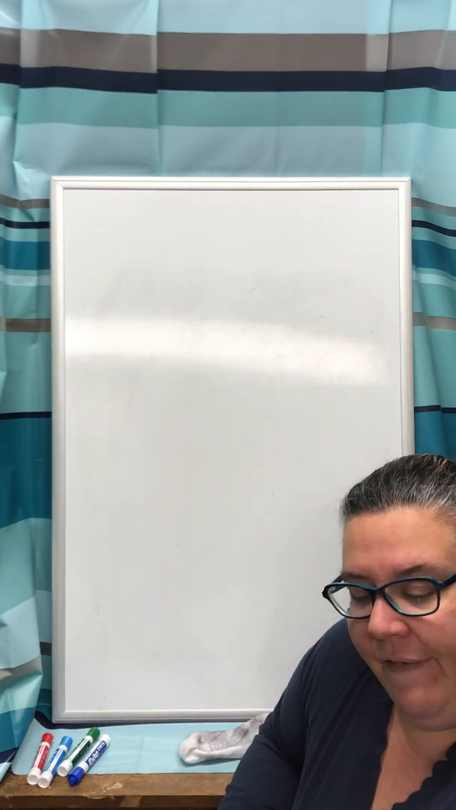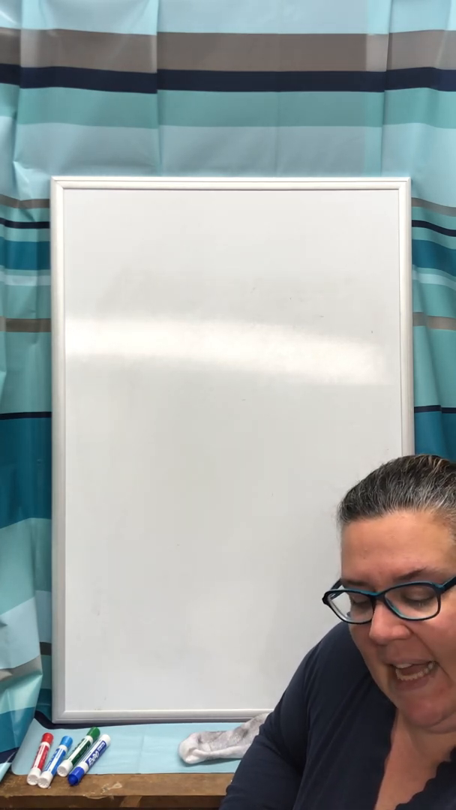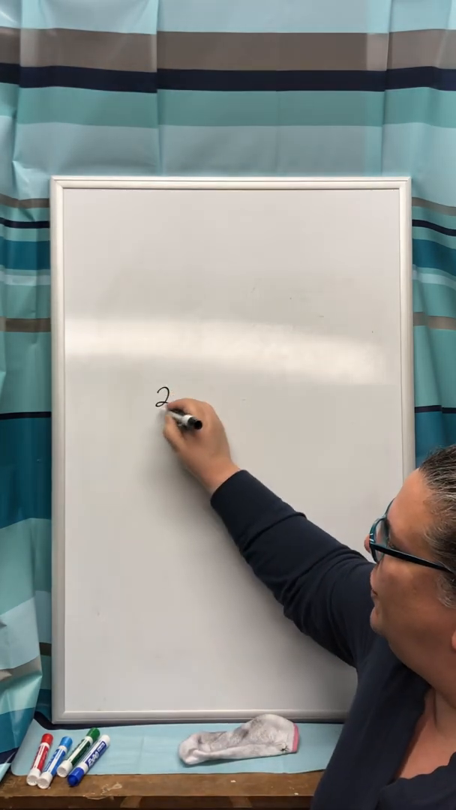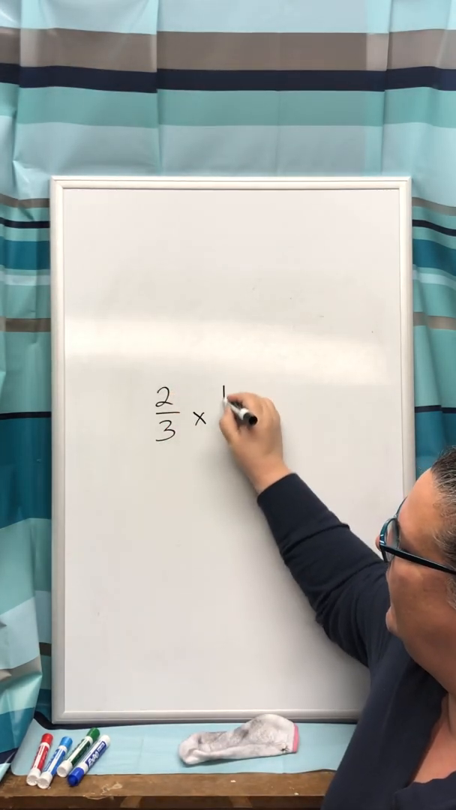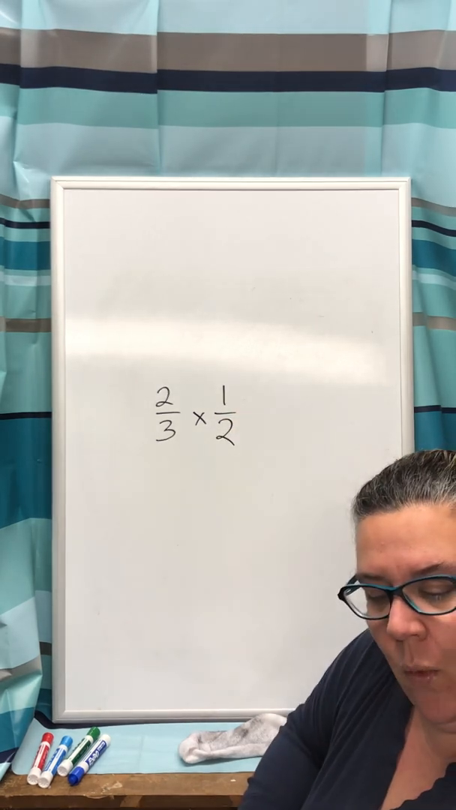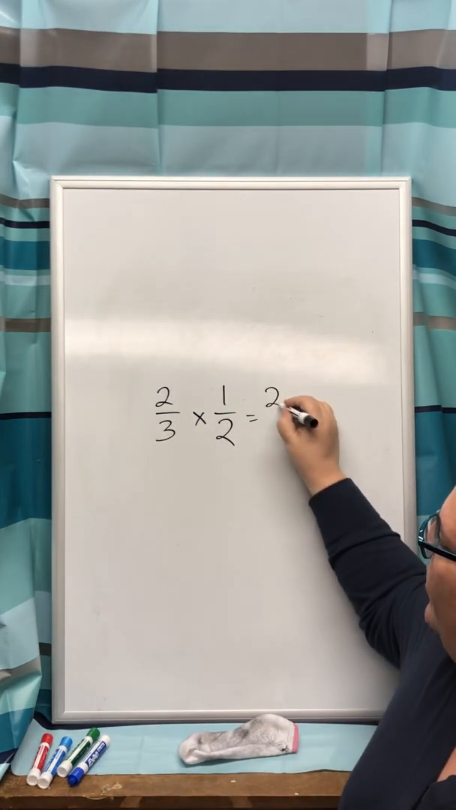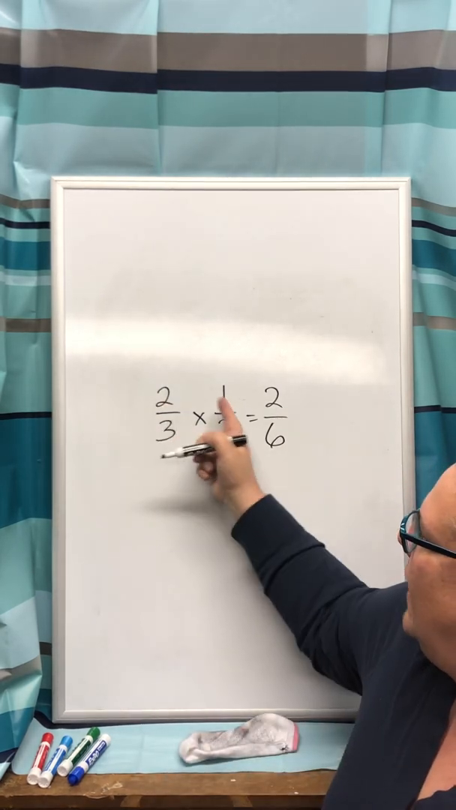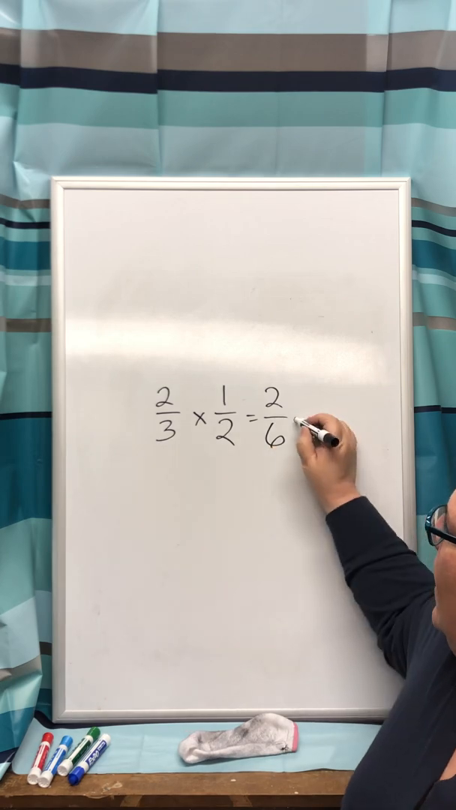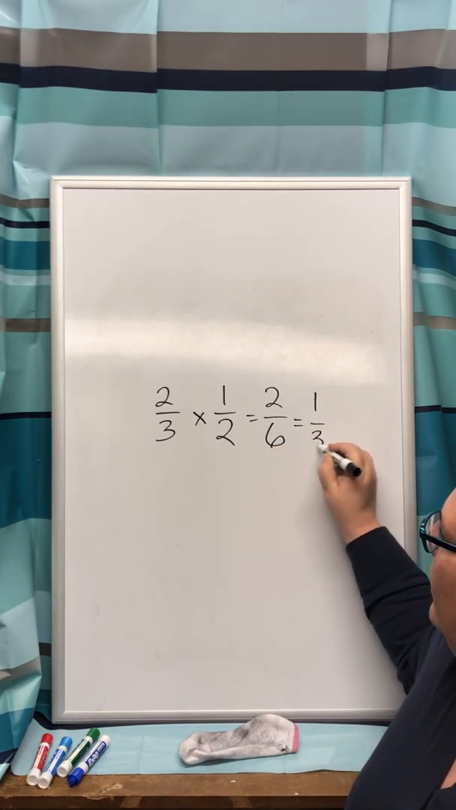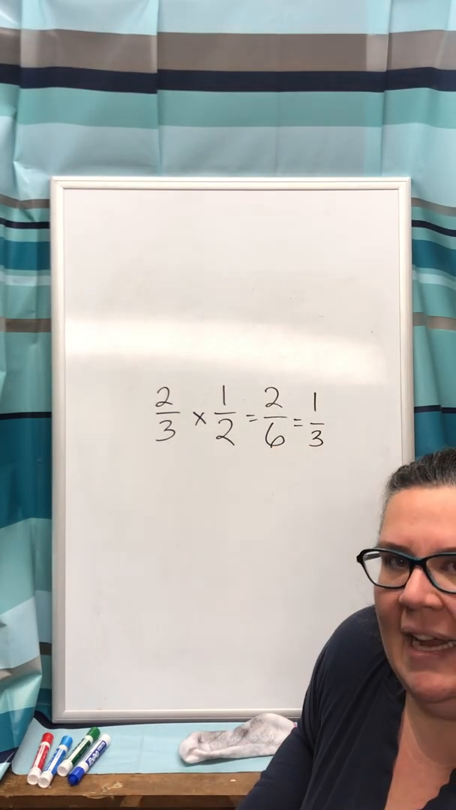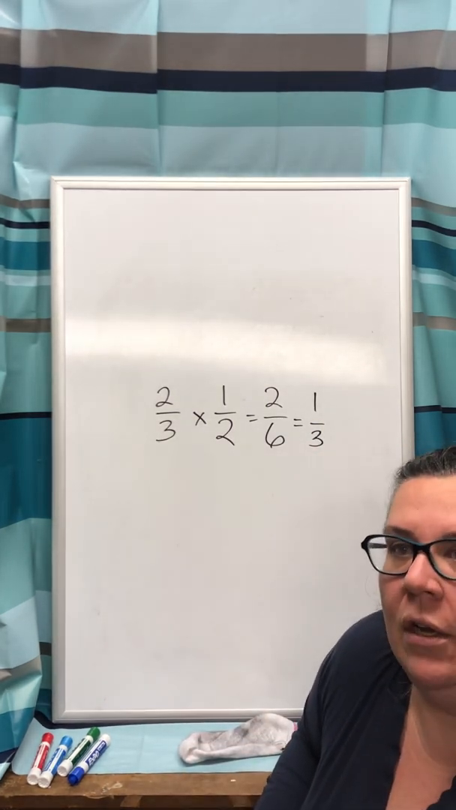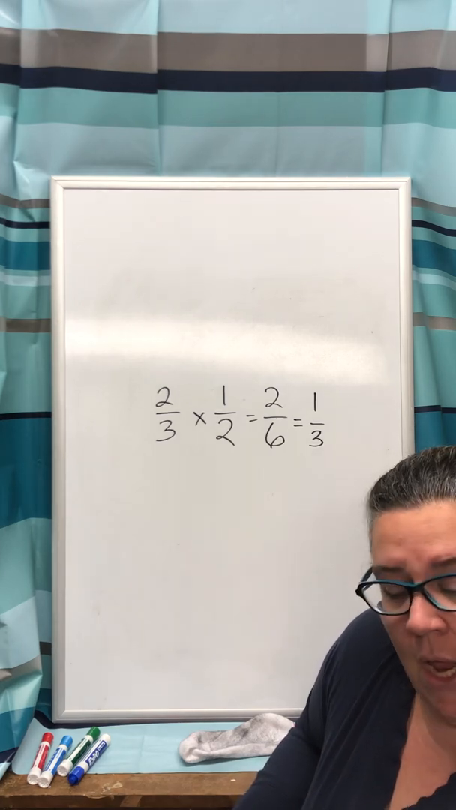So for number 3, find the area of a rectangle with side lengths 2/3 of a foot and 1/2 a foot. So we're going to do 2/3 of a foot times 1/2 foot, and we're going to end up with an answer of 2/6. 2 times 1 is 2, 3 times 2 is 6, and we can simplify that down to 1/3. So my answer for number 3 is 1/3 square feet or square foot.